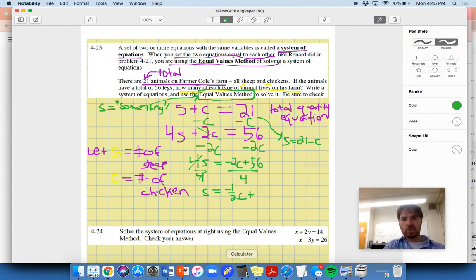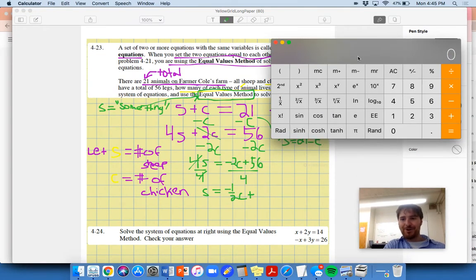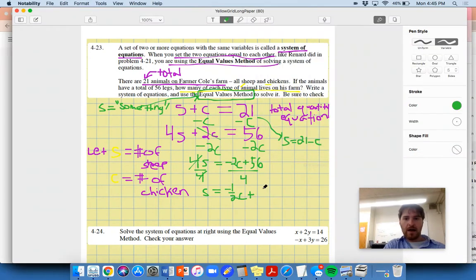And then 4 goes into 56. Get a little calculator going. Sure, I'm going to calculate. I'm on a computer, I can show you that calculator thing right here. But you want to save the hard stuff for your brain. The easy stuff, you just want to get a calculator doing it. And that's 14.